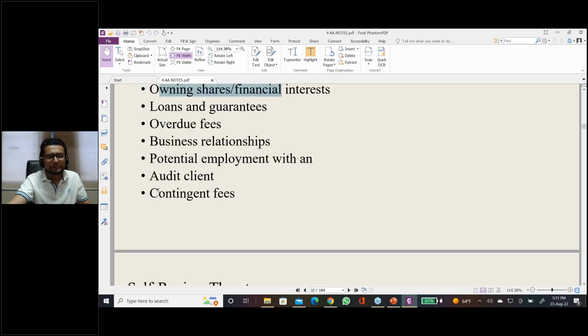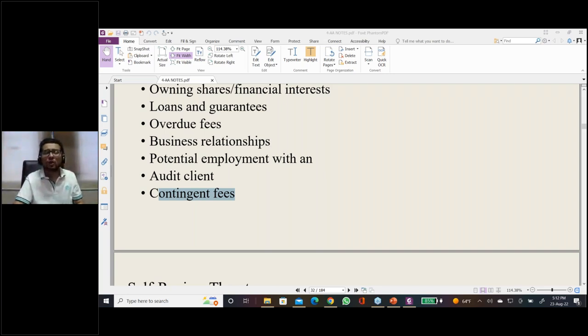And similarly, what's a contingent fee? If your audit fee is dependent upon a financial outcome of the client, we call that situation a contingent fee. A contingent fee is strictly banned. It's not allowed. For example, if my audit fee is 20% of the client's net profit, and the client's net profit is 100,000, that means my audit fee would be $20,000.